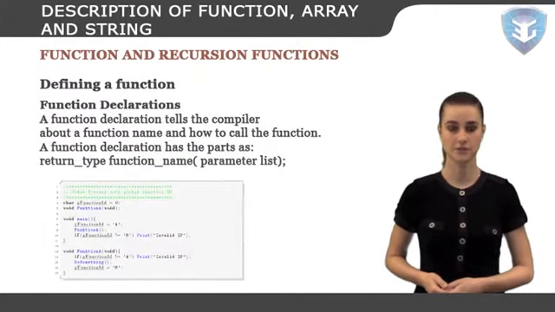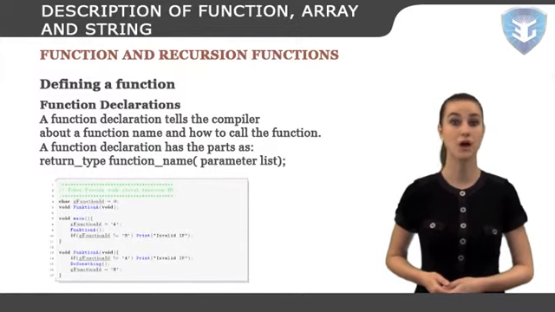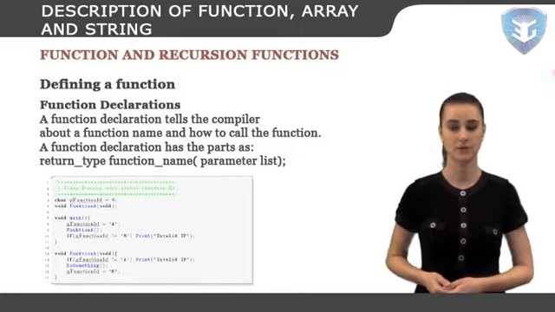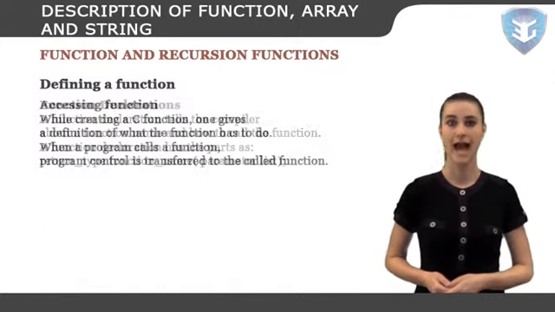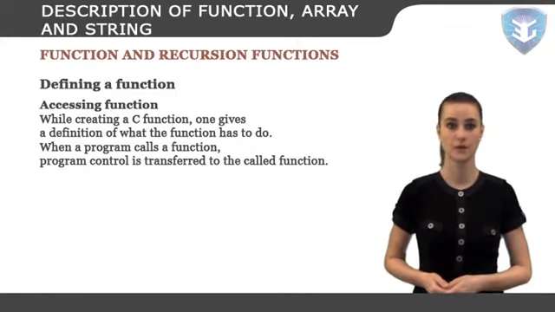Function declarations. A function declaration tells the compiler about a function name and how to call the function. The actual body of the function can be defined separately. A function declaration has the parts as shown here. Accessing function. While creating a C function, one gives a definition of what the function has to do. To use a function, one will have to call that function to perform the defined task.